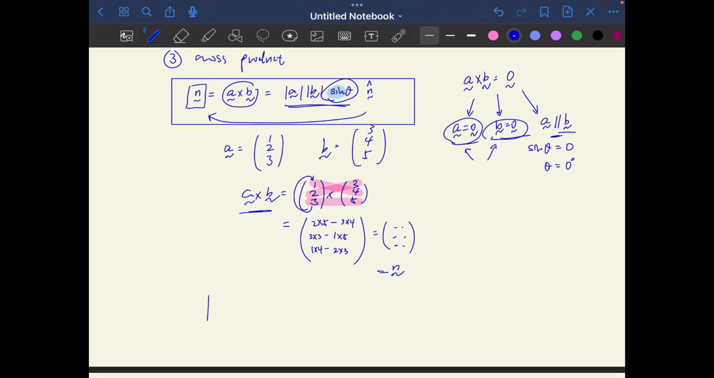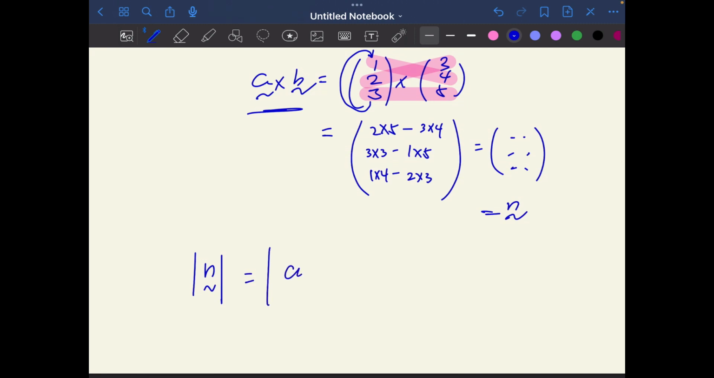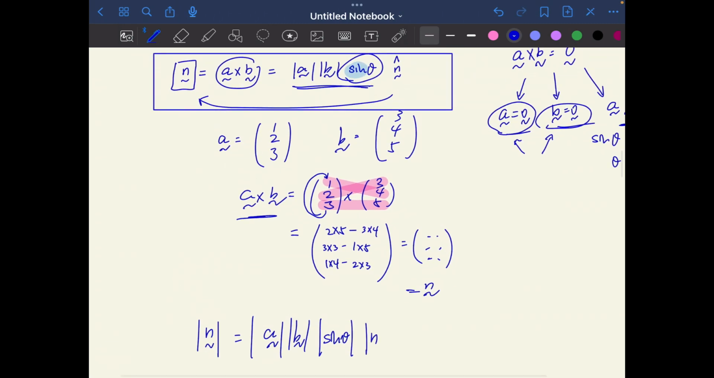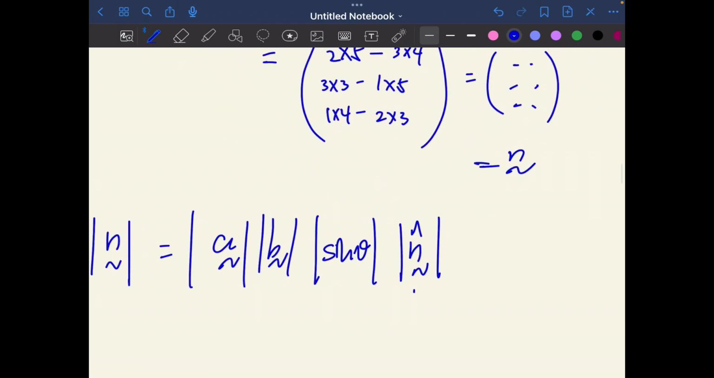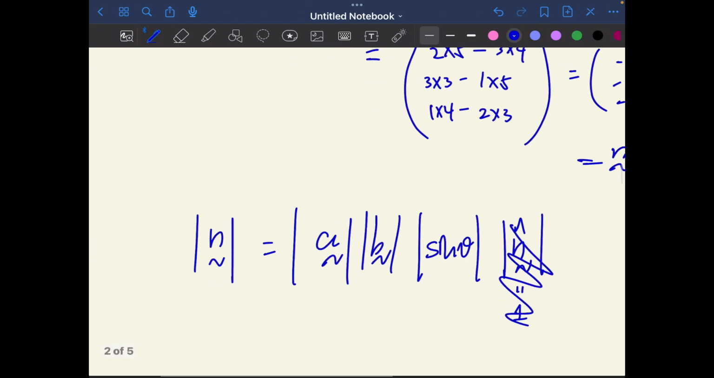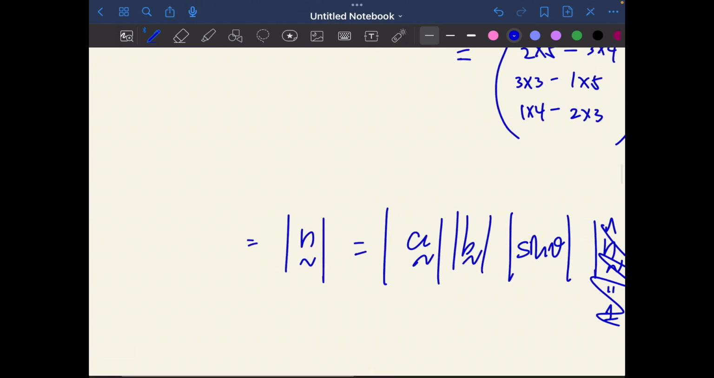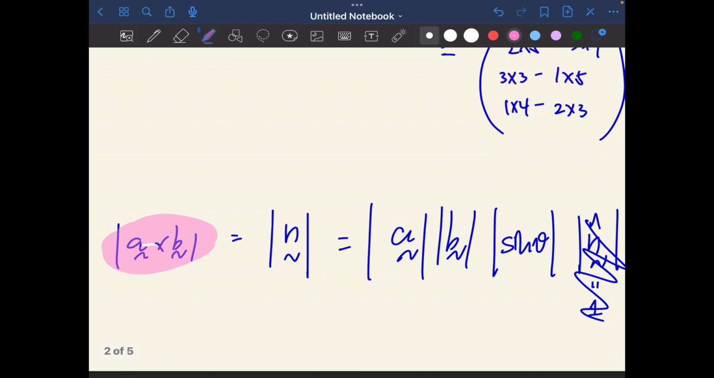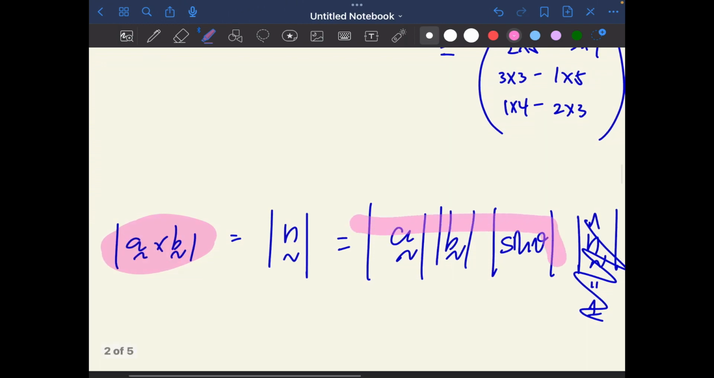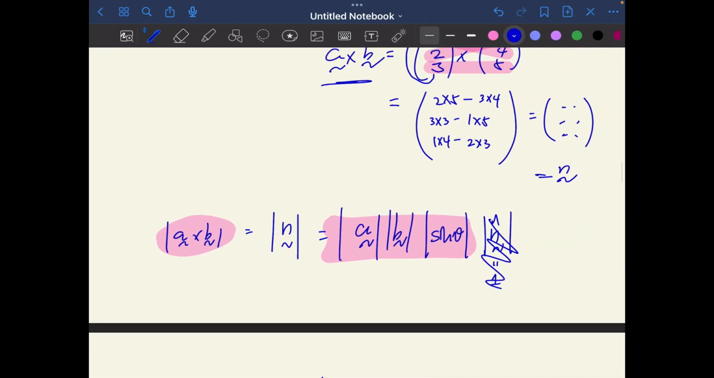Also, if they ask us for the magnitude of the cross product, it would be mod a mod b sine theta, and because the mod of your unit vector is 1, you can just ignore this. So the magnitude of the cross product would be this: mod a mod b mod sine theta.